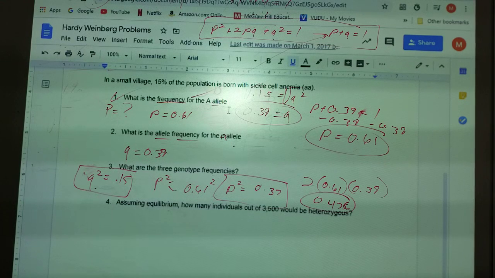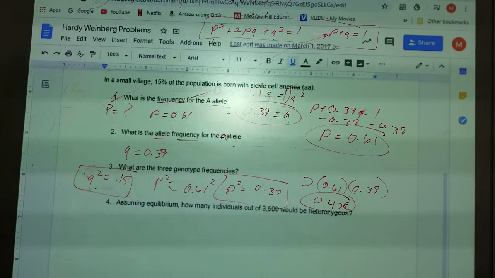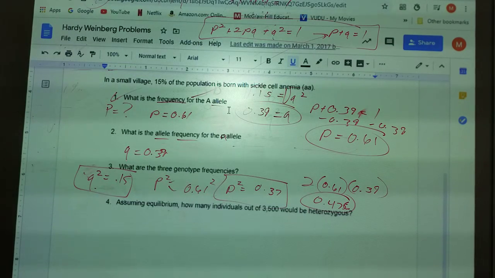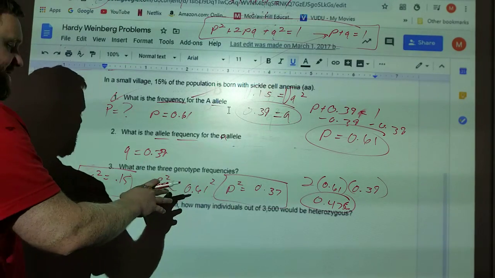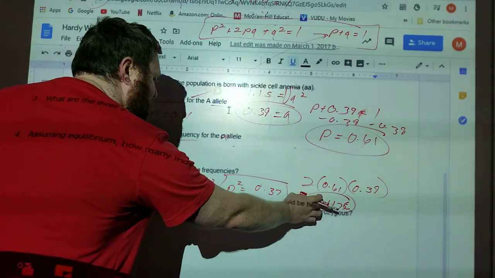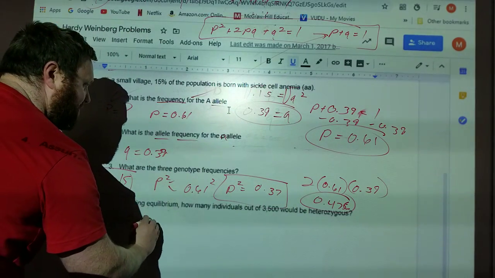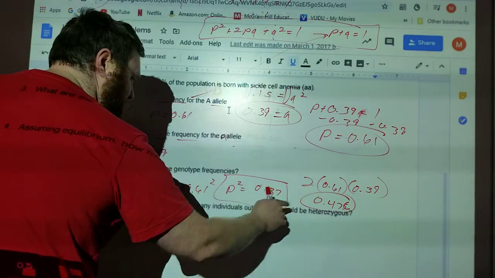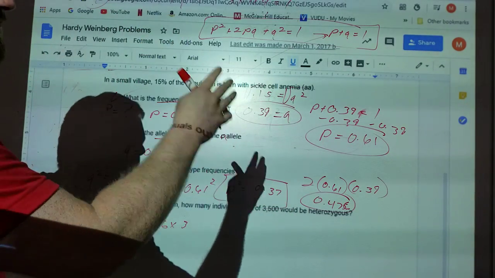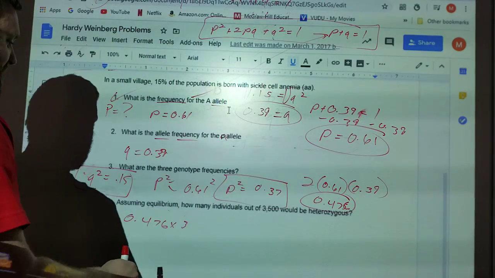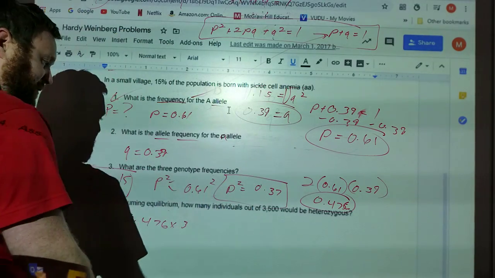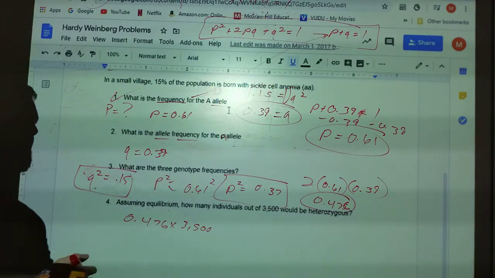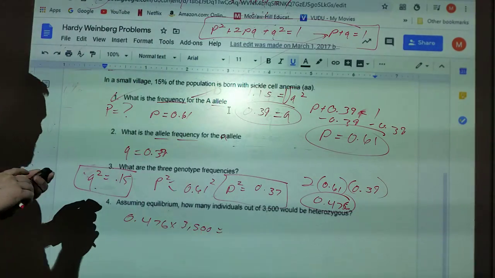All right. Last but not least, it says assuming equilibrium, how many individuals out of 3,500 are going to be heterozygous? Well, how do I find that? All I do is I take the heterozygous number that I just found, which is right here, 0.476, and I multiply it by 3,500, because remember, this is a percentage. That means that 47.6% of the people are heterozygous. So if I multiply that by the amount of people, 3,500, I can figure out how many people in the population are actually heterozygous.